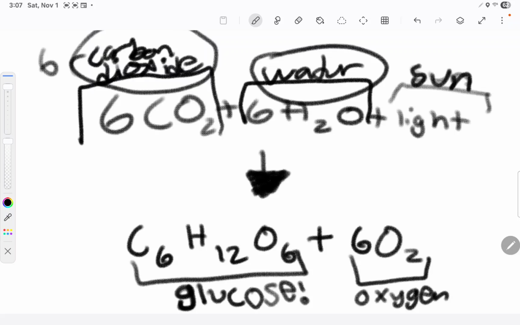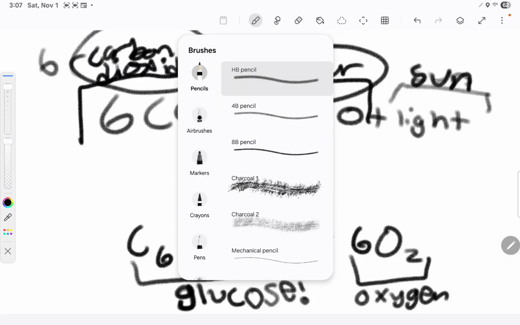So what organisms use photosynthesis? A lot of organisms use photosynthesis. For example, it can be done by plants, algae, along with some bacteria known as cyanobacteria.